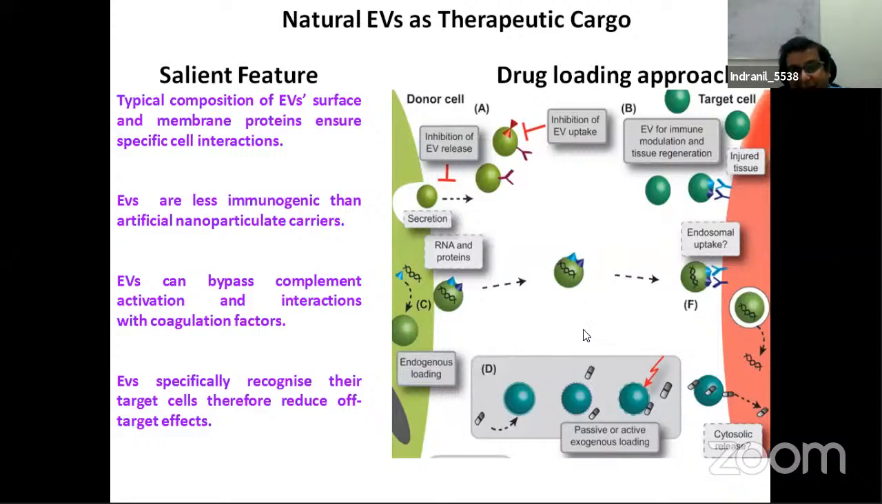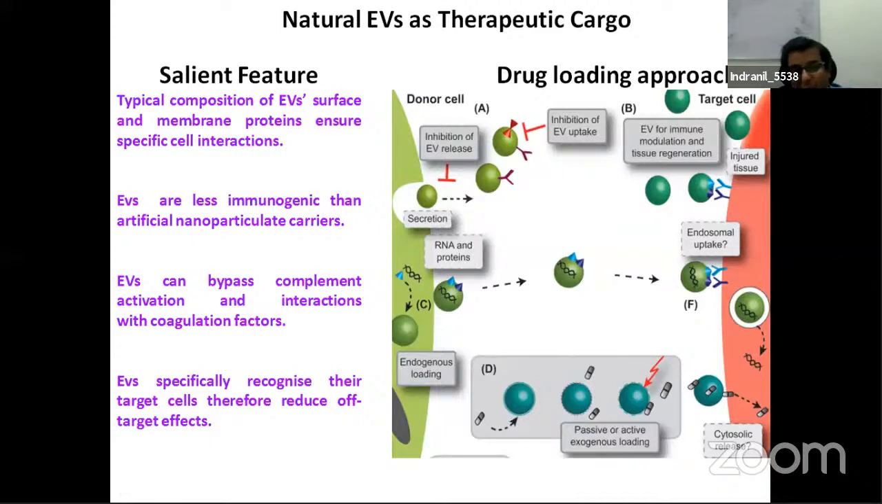And what is exogenous loading? Exogenous loading is where you take any cells and their corresponding cell-derived vesicles, and you collect the vesicles. Then you can load your drug or modify the surface, and finally administer it or use it for delivering that particular drug. So these are the general approaches of playing with membrane-derived vesicles.